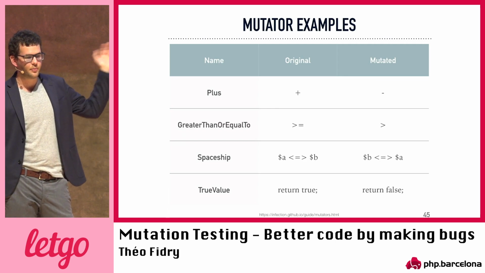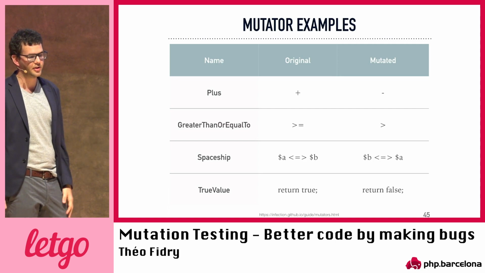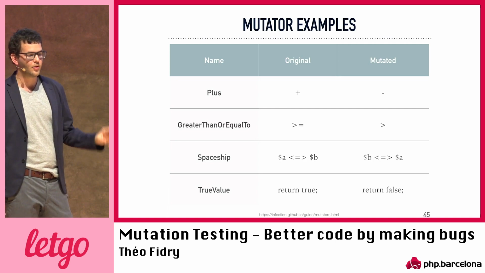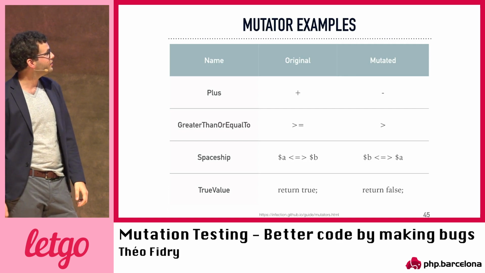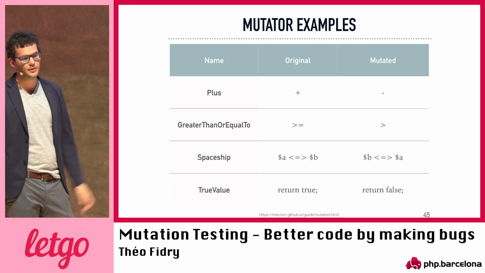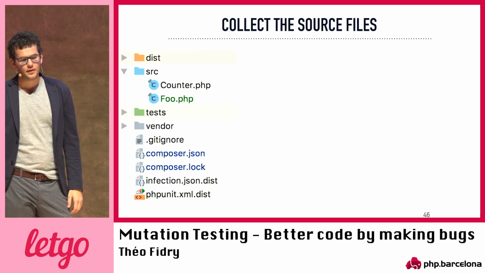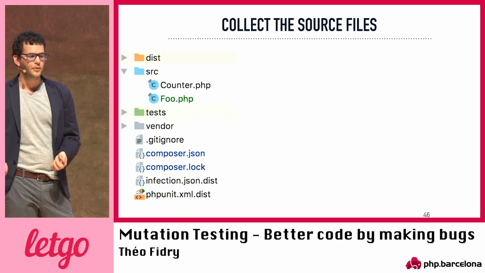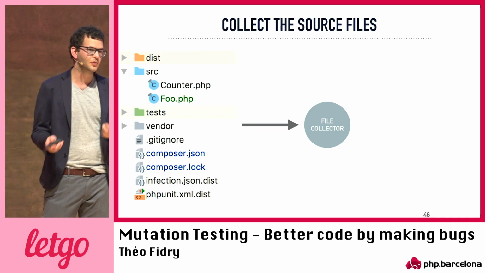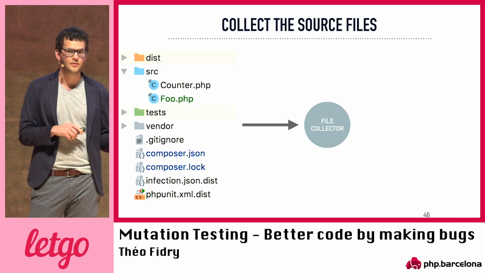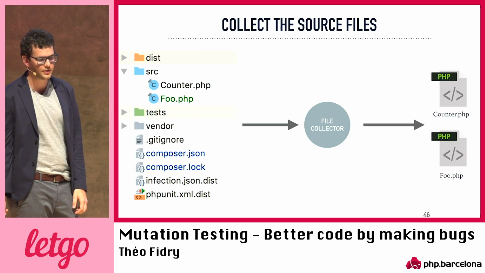So here's an example of a couple of mutators you could find: transforming the plus into minus, superior equal into superior, swapping the operands of the spaceship operator, returning false instead of true, and you can guess there's tons of it. So the way a mutation testing tool works is it has a file collector that's going to try to find the source files in your project. So here it's going to be the file counter and foo.